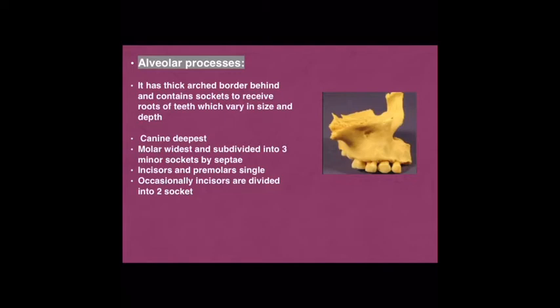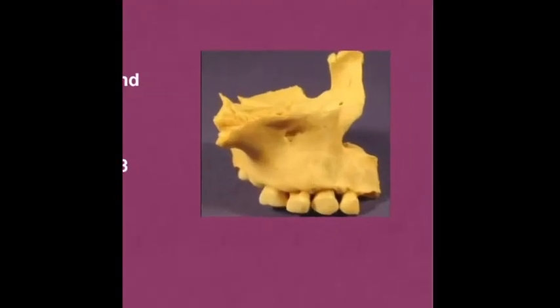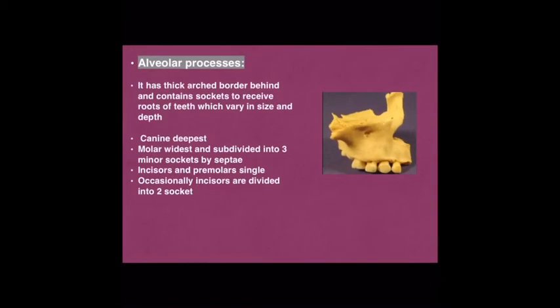أما alveolar process it has thick arched border, يحتوي يعني يكون من السوكيتس. هاي يكون مآخذ to receive roots of the teeth، تستقبل جذور الأسنان which vary in size and depth، تختلف في الحجم والعمق. هذا هو شكل الalveolar process. الكناين divided molars، and molars subdivided into three، incisors and premolars single. Incisors are divided into 2 sockets.